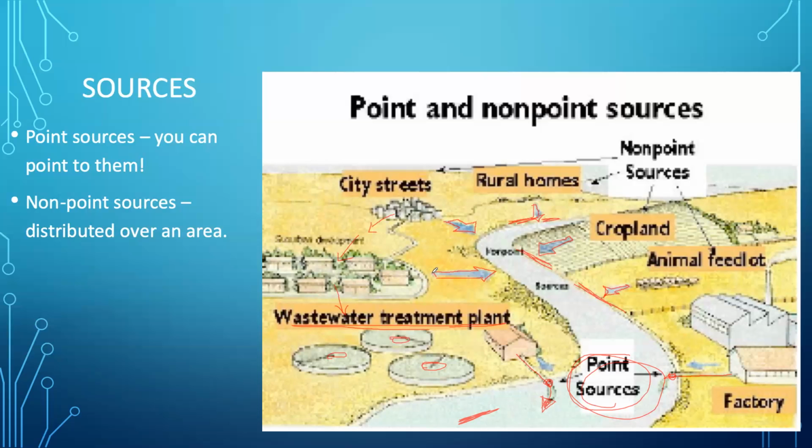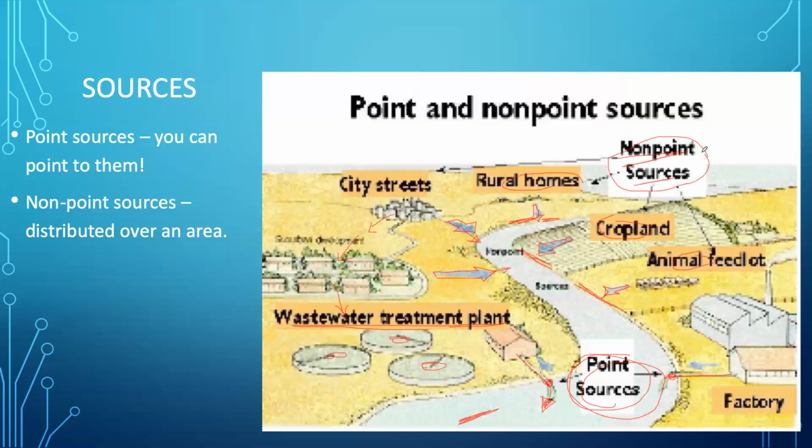Now, I maintain that the stormwater coming from our subdivision is likely to be concentrated in a discharge channel and make its way to a known outfall, similarly for the city streets. But I suppose those two aren't guaranteed. So in this diagram, the rural homes, cropland, and animal feedlot are identified as non-point sources.